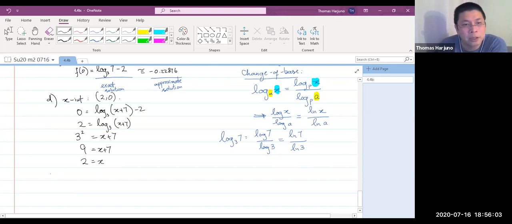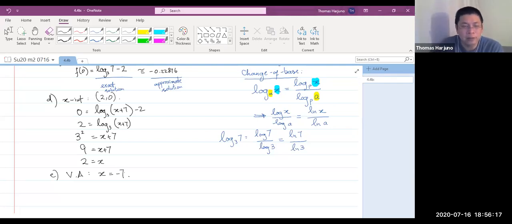Now how about the vertical asymptote? The vertical asymptote is x equals negative 7. I don't graph it, but you can graph it yourself later using this information. Don't forget, when you graph it, you need to include those 3 important coordinates near where the bending is the most significant.